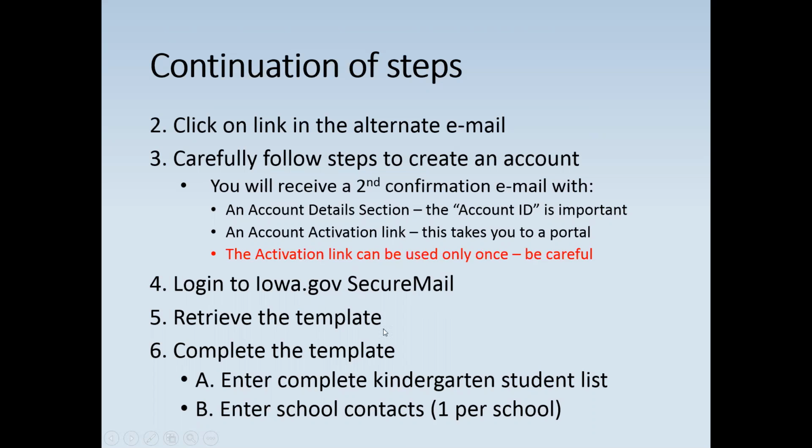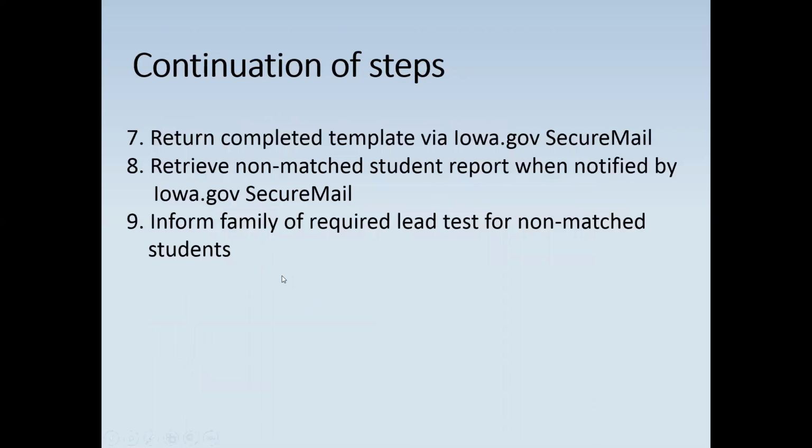You'll retrieve the template, complete the template, enter the complete kindergarten student list, and enter the school contacts. We want you to enter one contact per school, is all you need to enter. You won't need to copy a bunch of the same items down in rows or anything. It'll just be entering it one time. You will return the completed template via iowa.gov secure mail.